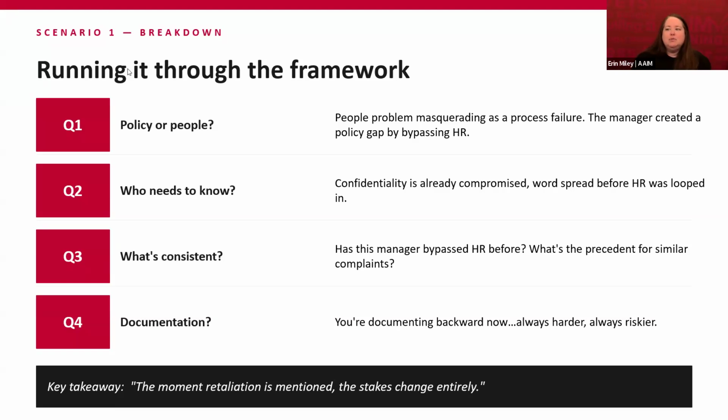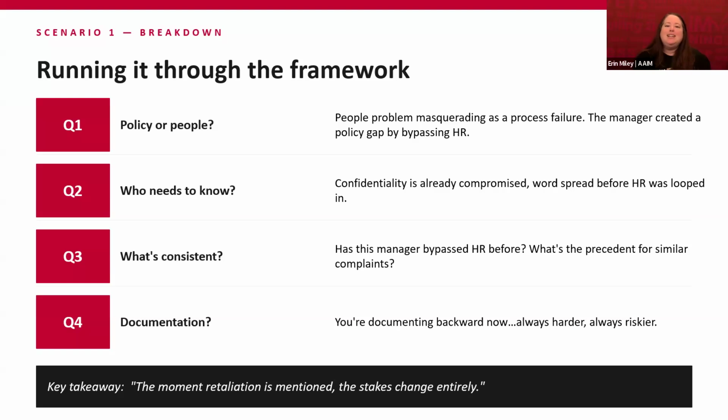And then the last question we want to apply here, documentation. You're now documenting backwards in this scenario. The complaint, the manager's informal intervention, the retaliation claim, all of it needs to be captured now after the fact. That's always harder to defend in these types of scenarios. So if our manager had these questions in hand beforehand, and potentially a framework they were working off of, these types of issues could be avoided.